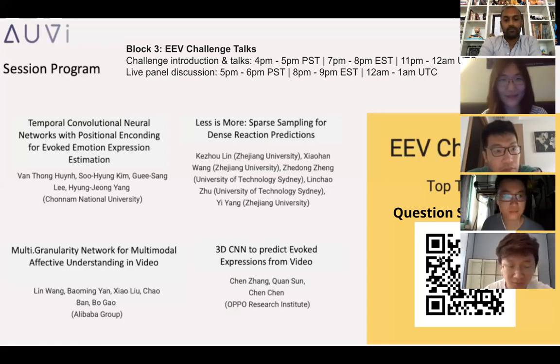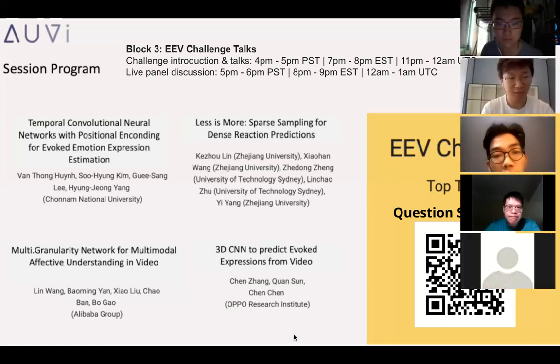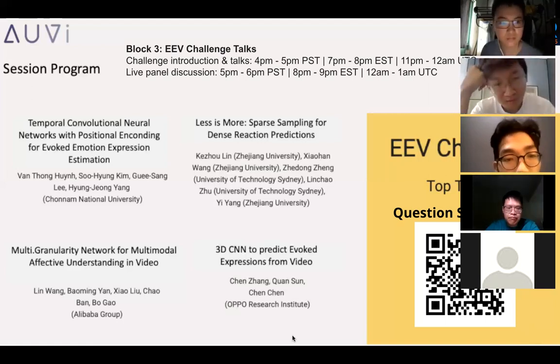And what about the first place team, the temporal convolution network team? Yeah, actually, the worst thing for the feature extractor was that it took a lot of time for us to experiment on the first day that we started the challenge. And the second part is about the loss function.